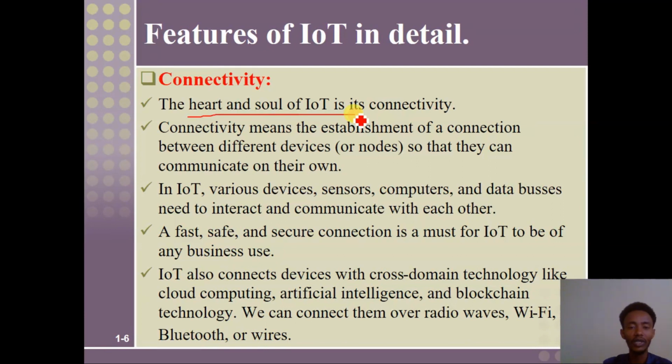If there is no connection, if there is no communication channel among the Internet of Things, there is no communication. If there is no connectivity, no communication. If no communication, no Internet of Things. To be an Internet of Things, even the smart devices which participate in it should communicate with each other by using this connectivity channel or communication channel. So connectivity can act as the heart and the soul of IoT.